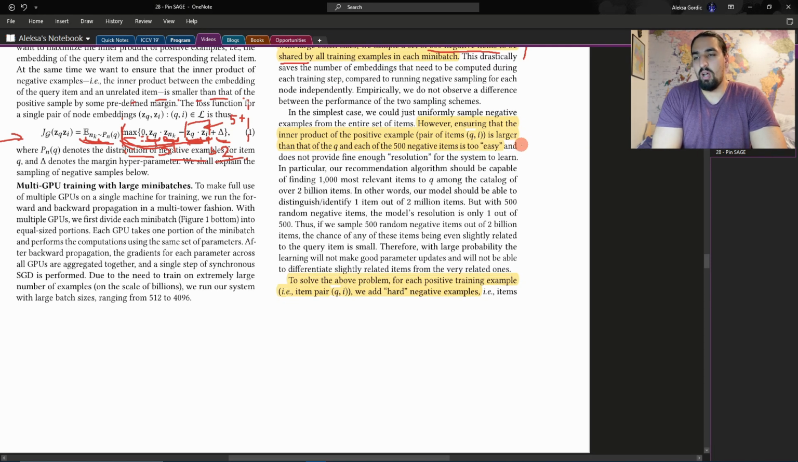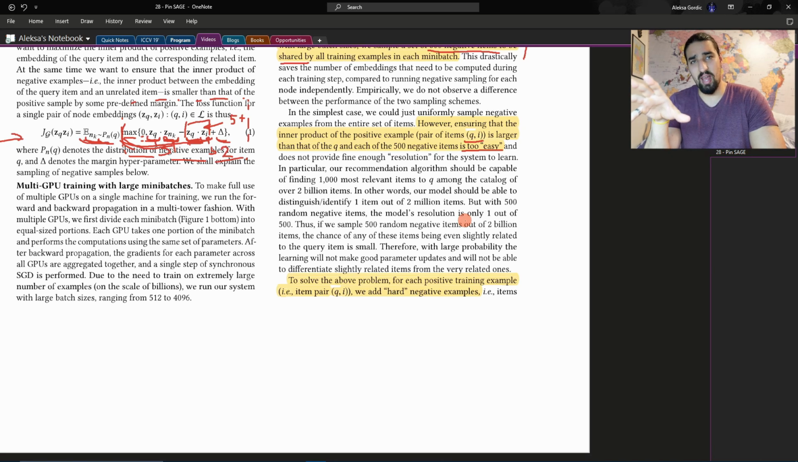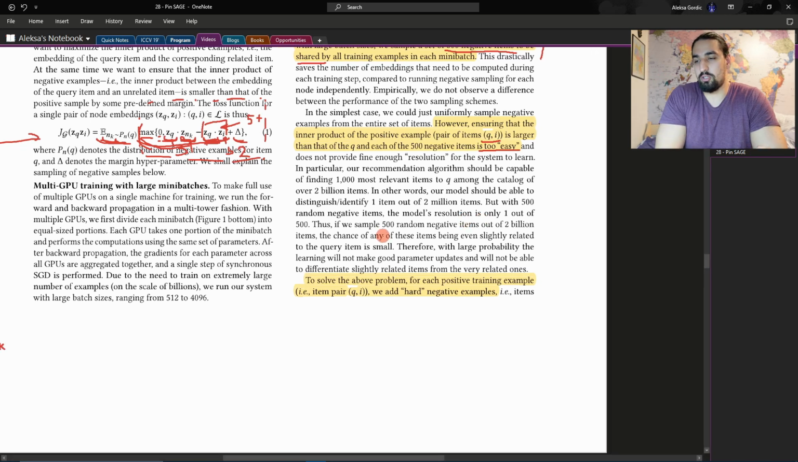Algorithmically. However, ensuring that the inner product of the positive example, so pair of items Q and I, is larger than that of the Q and each of the 500 negative items is too easy. And why is it too easy? Because if you take a random negative example from the huge data set they have, like multiple billions of pins, there is a huge probability that it will be totally different from the related pins, and that means it's really too easy to optimize this problem.